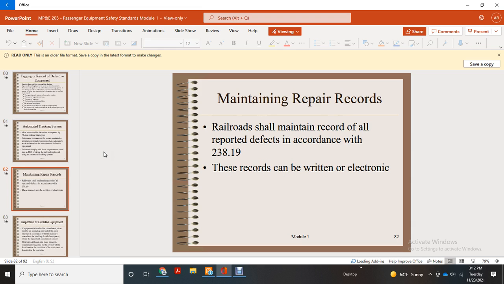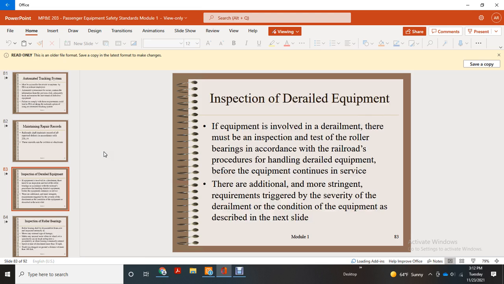Maintaining repair records. Railroads shall maintain a record of the reported defect in accordance with 238.19, where the records can be written or electronic. Inspection of derailed equipment. If the equipment is involved in a derailment, there must be an inspection and test of the roller bearings in accordance with the railroad procedure for handling derailed equipment before the equipment continues in service. Further, more stringent requirements are triggered by the severity of the derailment, as described in the next slide.